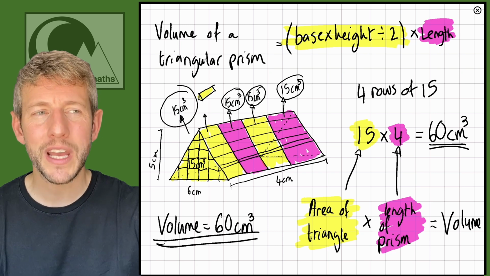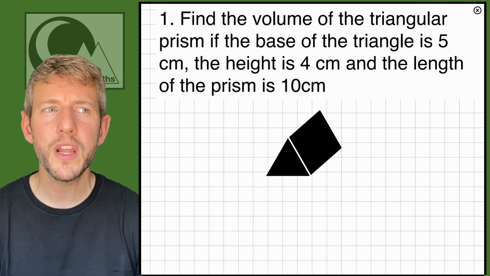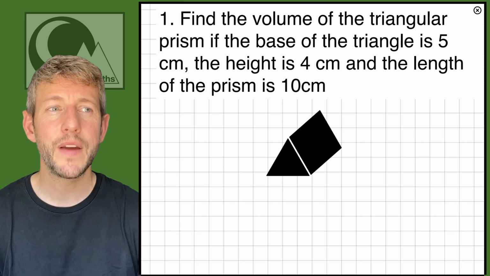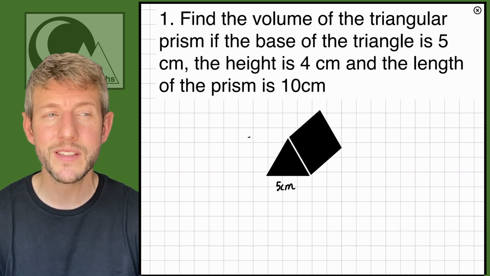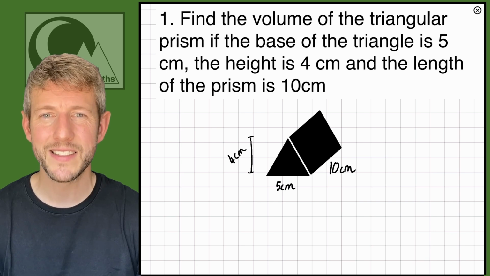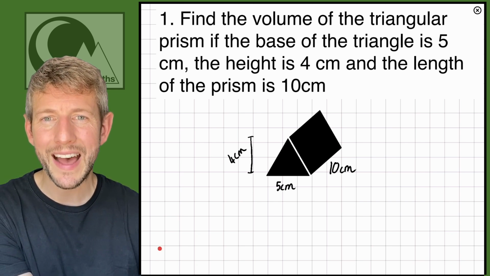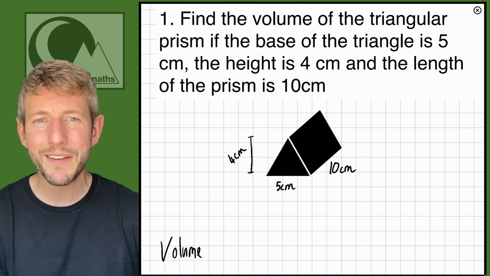So let's have a look at question 1. Here we go. Question 1 says, find the volume of a triangular prism if the base of the triangle is 5 centimeters, the height is 4 centimeters, and the length is 10 centimeters. Okay, so I'm going to rewrite that formula here at the bottom. Okay, have a think if you can remember it.